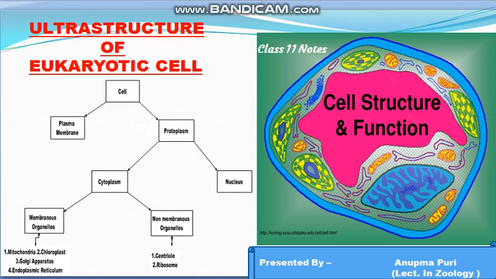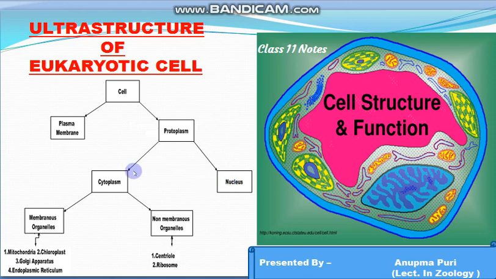So the eukaryotic cell is present in all the animals and plants. It is composed of a jelly-like transparent protoplasm which is bound by the plasma membrane. And protoplasm has two parts, cytoplasm and nucleus. As you see in this flow chart, the cell has two parts. One is the protoplasm, and protoplasm is covered by the plasma membrane. And then this protoplasm has two parts, one is cytoplasm and the other is the nucleus.